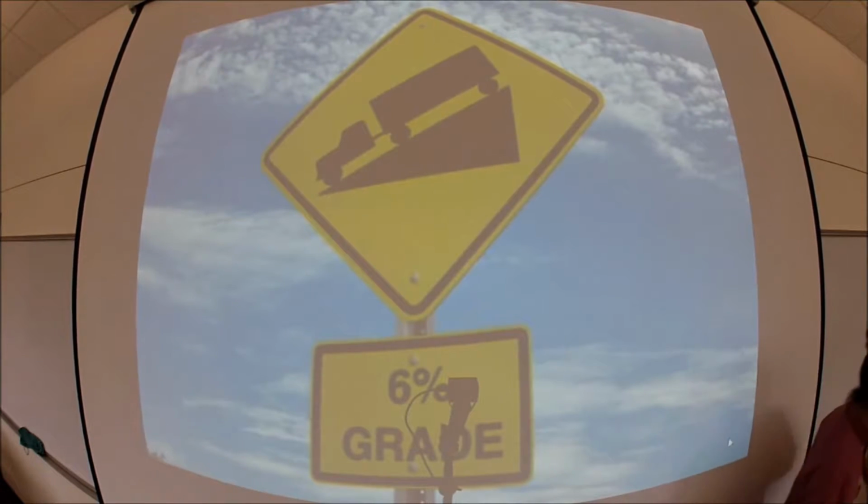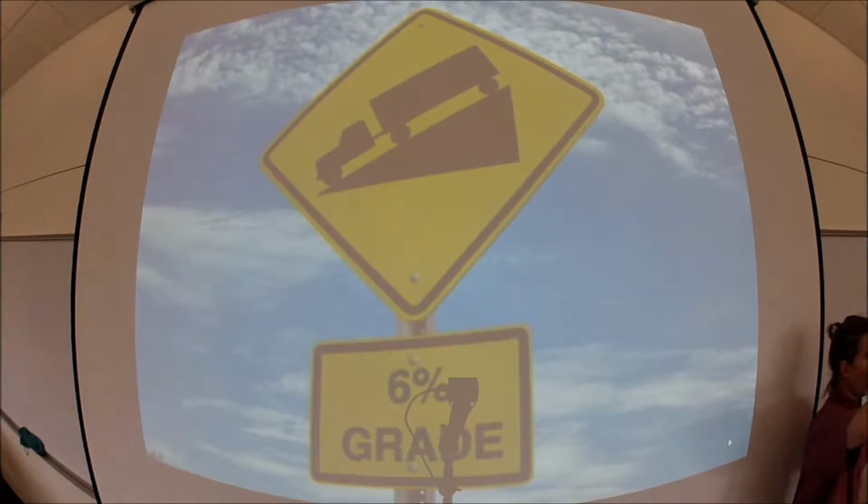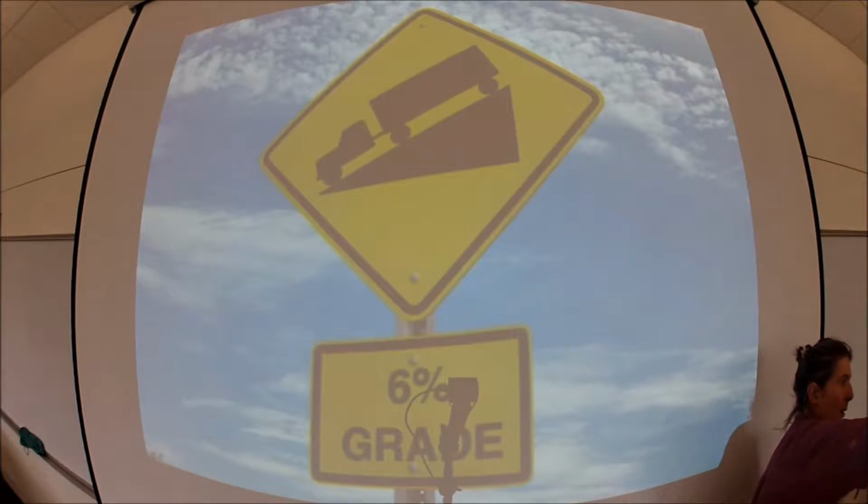What exactly does that mean? 6% different than being completely flat? 6% of what? Level? Of vertical? Or horizontal? So what would 100% be? If it was 100, then 6% would be like going 6% of that 100.